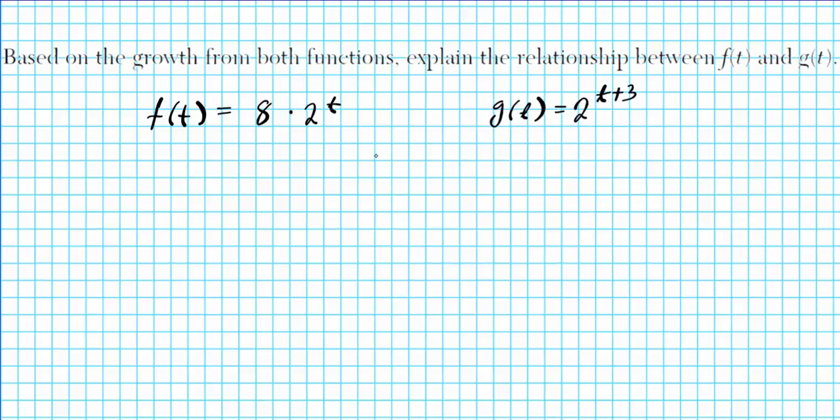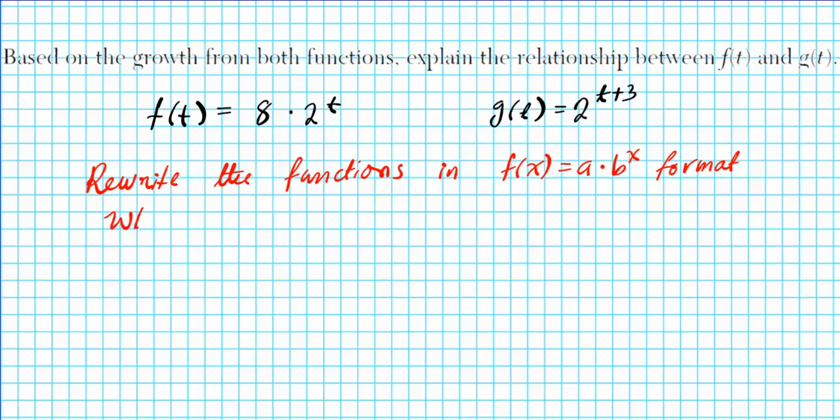Now, one thing you notice is that these two functions are written in different formats. If we express them in the same format, then we will be able to do a much more accurate comparison as to which one is going faster, for example. So what we're going to do is rewrite the functions in the standard exponential function format, f of x equals a times b to the x, where applicable. So we are going to bring both of them into the same format so we can make a much more accurate comparison.